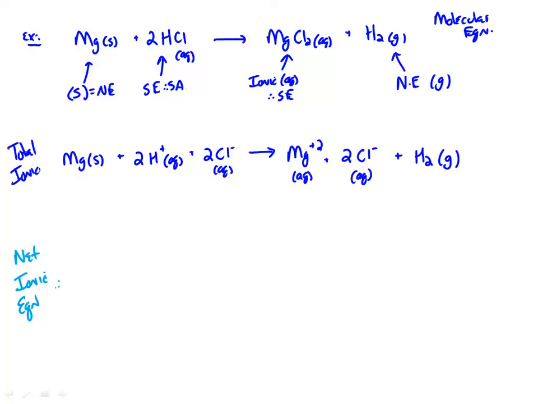So for my net ionic equation, what things didn't change? Yeah, the Cl- ions are aqueous on both sides, so we can cross those out. But notice everything else changed, right? Magnesium went from being a solid with no charge to being a 2+ ion and aqueous. And notice that the hydrogen ions in this reaction actually get together and form hydrogen gas. And so they change also.